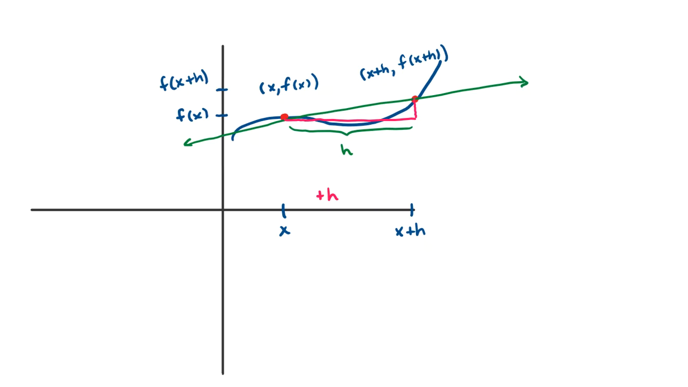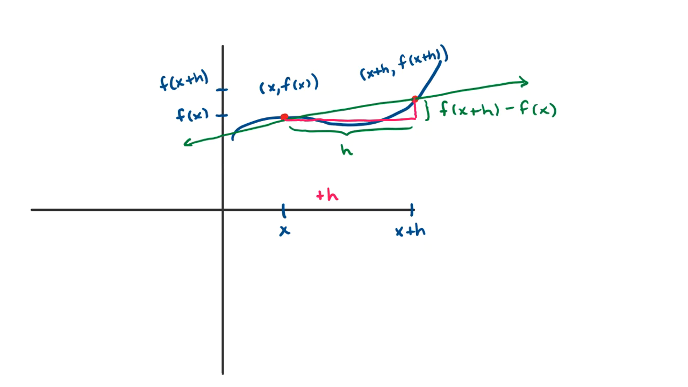As for the vertical leg's length, it would simply be the difference in the y values. In other words, it's going to be the same length as this distance separating f of x plus h and f of x. To get an expression representing that distance, we subtract. It's going to be f of x plus h minus f of x.